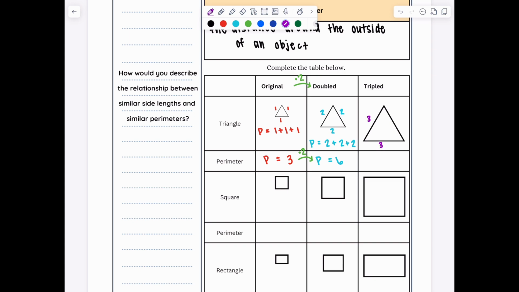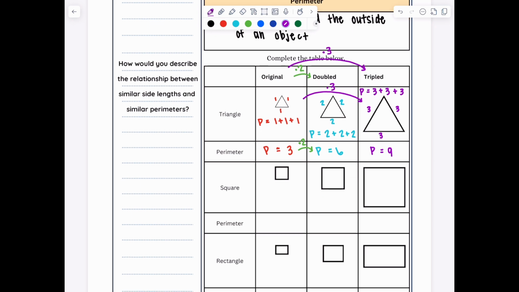So then triple would be if the triangle had 3 sides that all measured 3. This time we're adding together 3 plus 3, which is 6, and then we're adding plus 3, which is 9. So we tripled the original side lengths, and that means to multiply by 3. And what you'll notice is that that exact same ratio stays when we triple the perimeter of the shape.